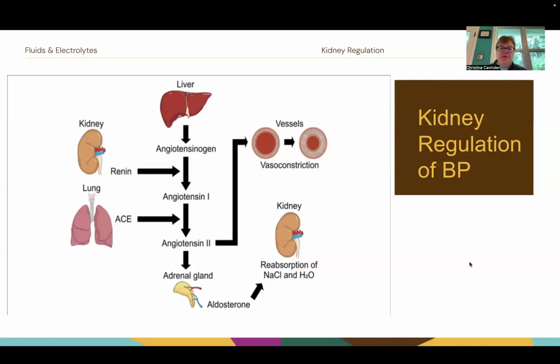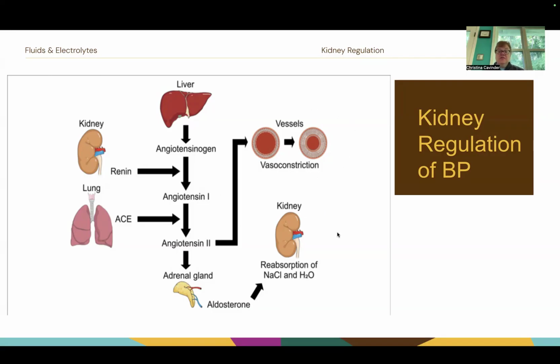So this is just a diagram of what we already talked about. So we have here angiotensinogen, and that comes from the liver. Then we have renin from the kidney, and those are converted then to angiotensin 1. Then we have the ACE here from the lungs, and that converts angiotensin 1 to angiotensin 2, and that stimulates the adrenal gland, the best gland in the whole body, to release aldosterone, and that causes reabsorption of sodium, chloride, and water. Angiotensin 2 also causes vasoconstriction.